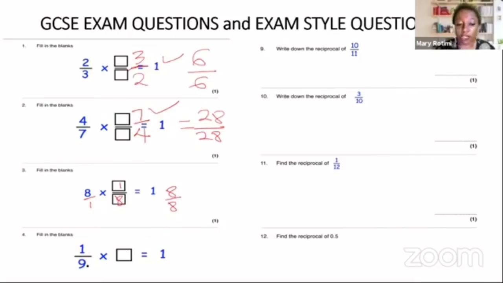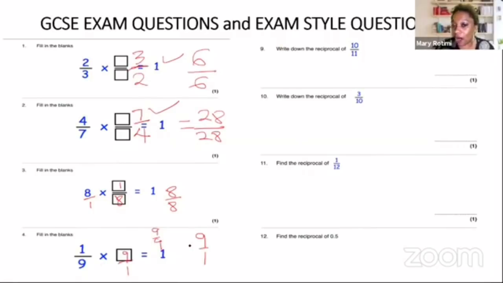The same thing here, guys. You've got 1 over 9. If you turn it upside down, you're going to get 9 over 1. And 9 over 1 is the same thing as 9 whole number. And so if you multiply that, if we put over 1 there, 1 times 9 is 9. 9 times 1 is 9. And 9 out of 9 is 1.